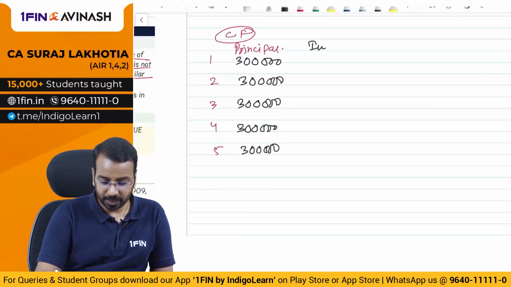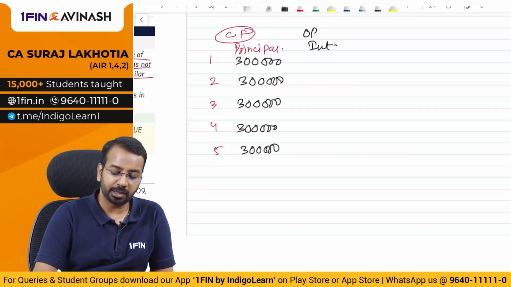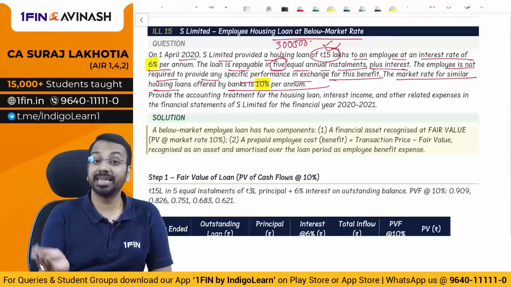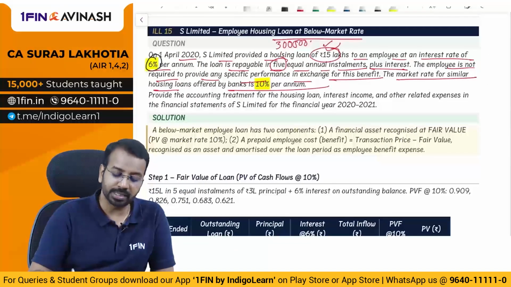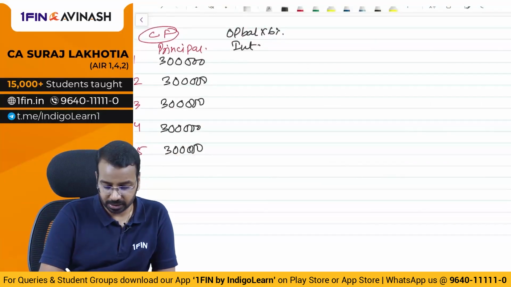Then, what is the interest payable for every year? First year, interest will be paid on opening balance into 6%. See, we are doing cash flow. We are not seeing effective interest rate for now. Cash flow basis, 6% will be paid on 15 lakhs. So, 15 lakhs into 6%, 90,000.